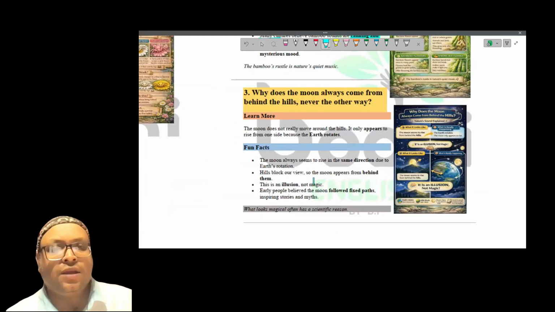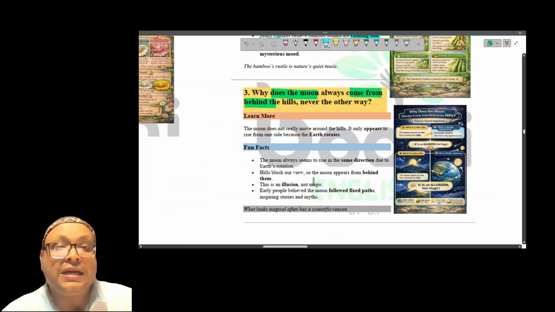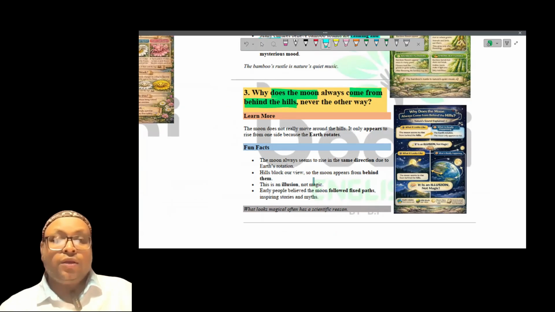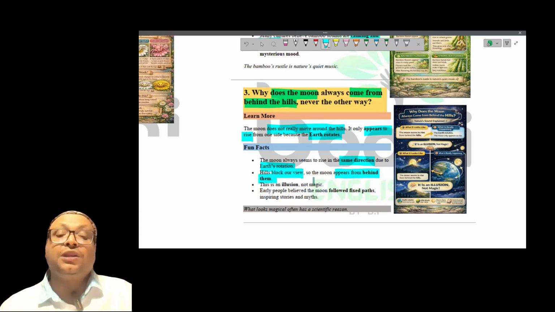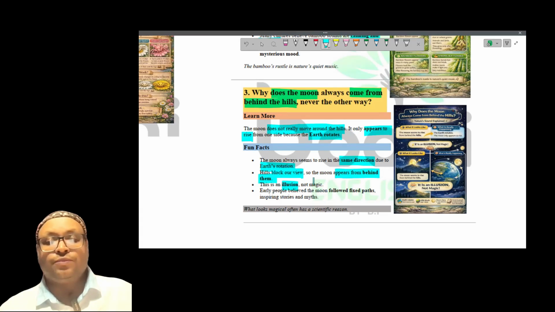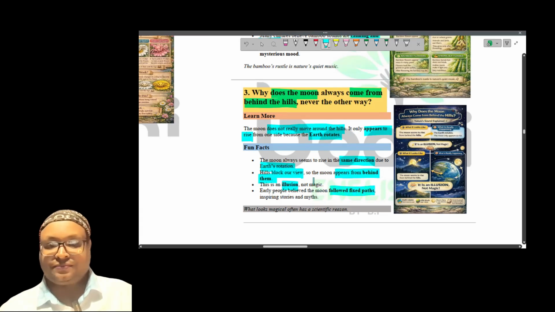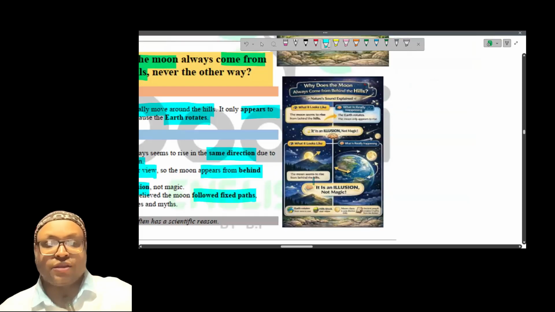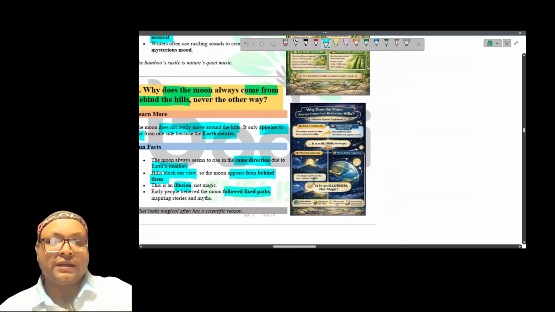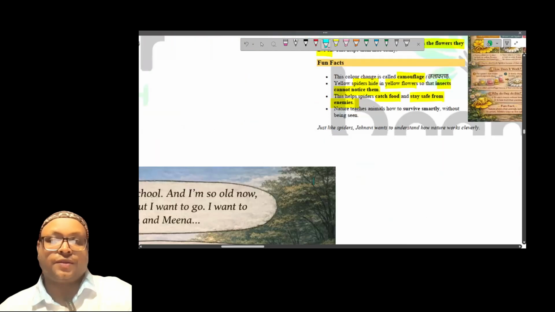Third question that she had, why does the moon always come from behind the hills? Never the other way. The moon really does not move around the hills. It only appears to rise from one side because Earth rotates. The moon always seems to rise in the same direction due to Earth's rotation. Hills block our view, so the moon appears from behind them. It looks like an illusion, not magic, right? Earlier, people used to believe that the moon followed Earth's paths. It is not the case. So I have tried to explain in this image how things happen. You can get the content and get a proper view of this.